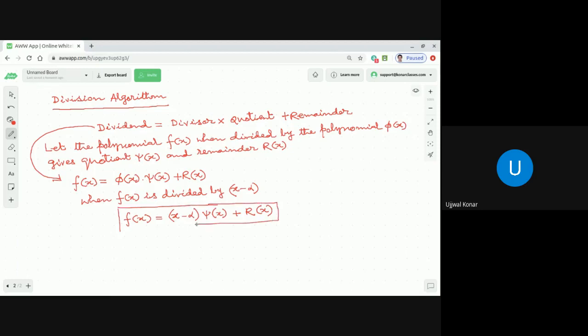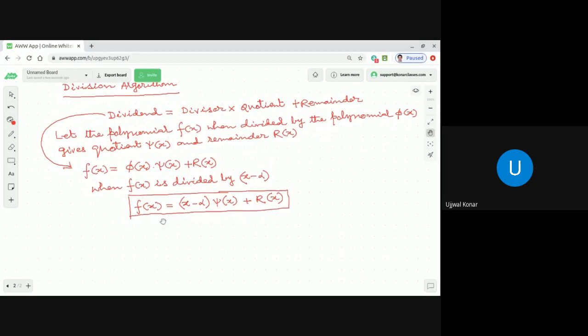Now from this division algorithm, we come to another concept that is called the remainder theorem. So what does the remainder theorem tell? That is a very important one, and we are going to discuss this remainder theorem now. It is pretty simple, but very important.